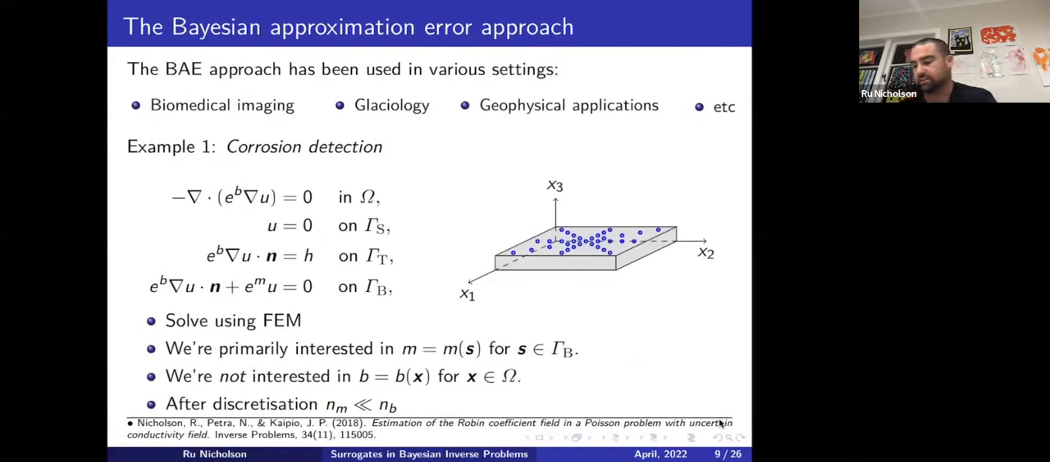Okay, so here's our first example. But just as an aside, before we get into this example, the BAE approach is being used in a large array of applications, from biomedical imaging to glaciology, various geophysical applications as well, and things like process tomography and lots of other things. Okay, so here's a first example just to see how things work.